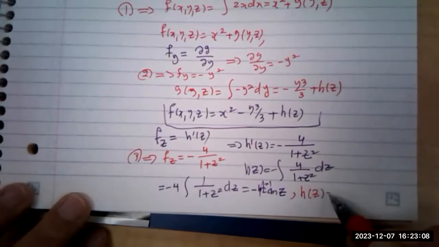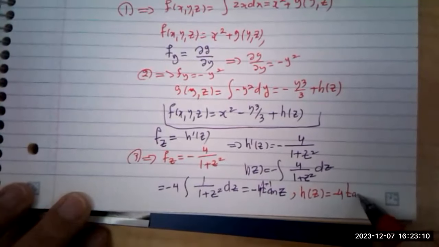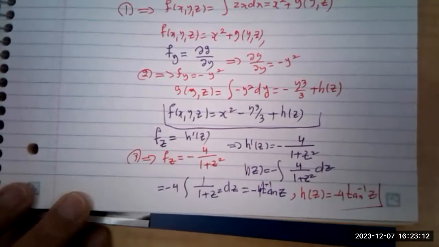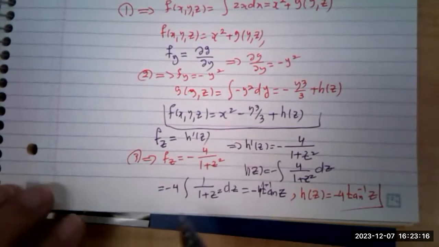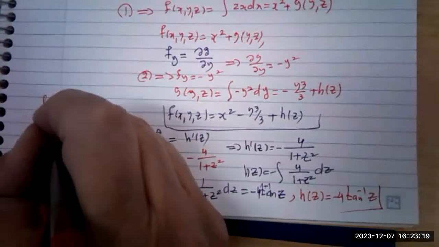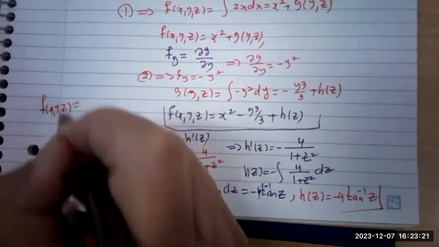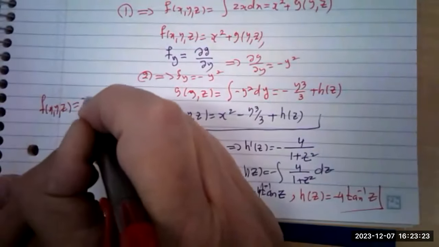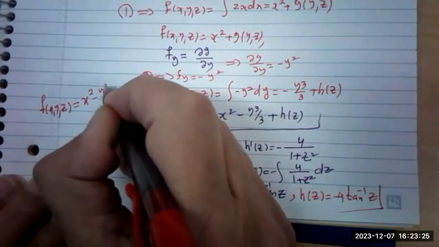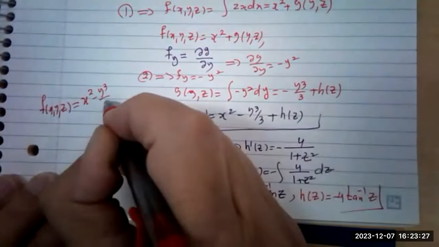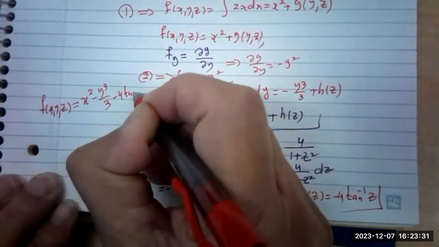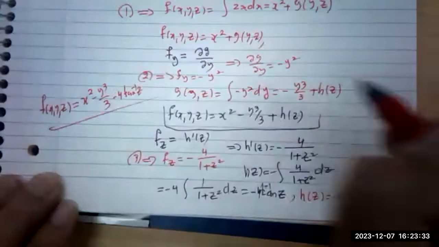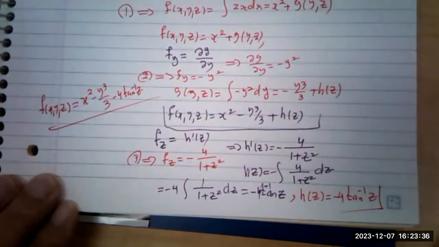That's a good problem because you have all of them. Now you are going to add this one to your function. So eventually we get the potential function in this format. F of x, y, z is equal to x squared minus y cubed over 3 and h of z, which is minus 4 tan inverse of z. This is the potential function.